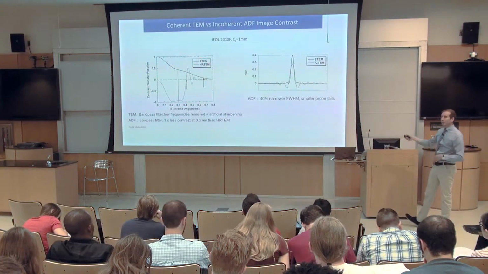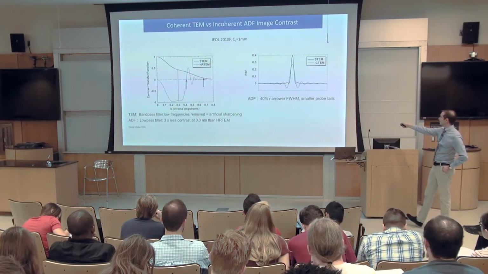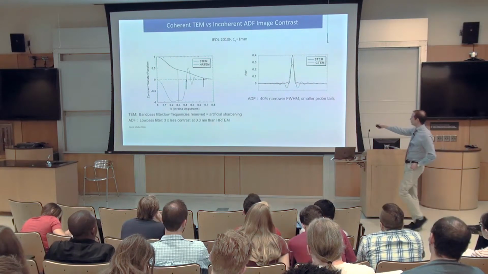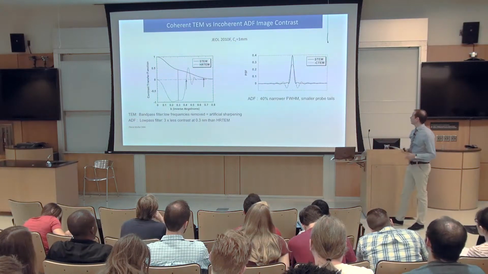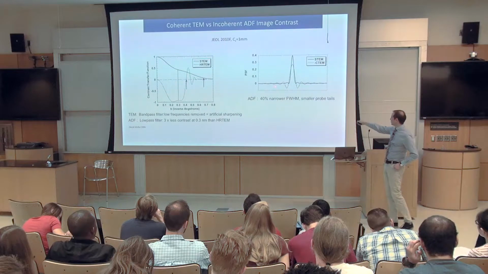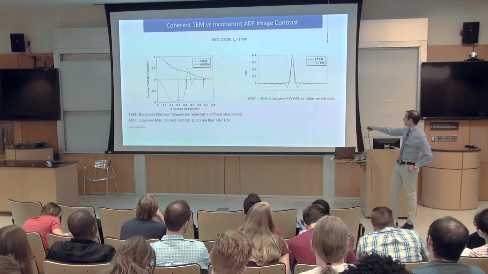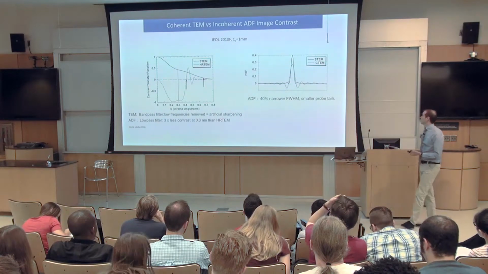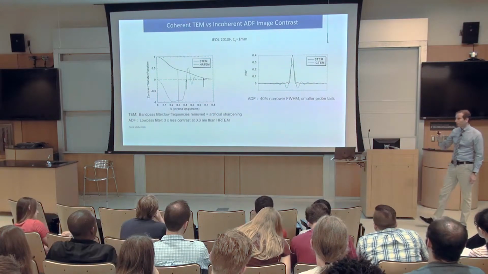In real space, our contrast transfer function for STEM is this Airy disk, and it's the amplitude squared of this TEM point spread function. So the STEM point spread function is 40% narrower than the TEM, so we have better resolution. We also have no values that dip below 0.